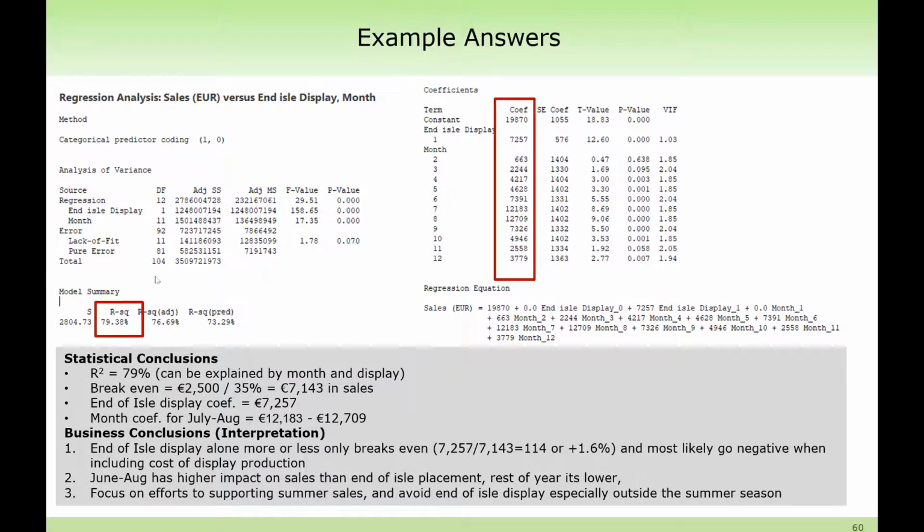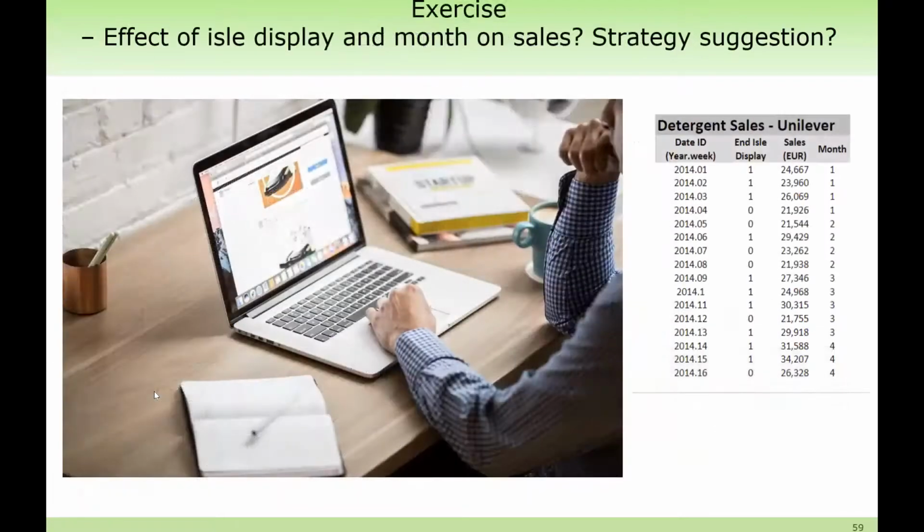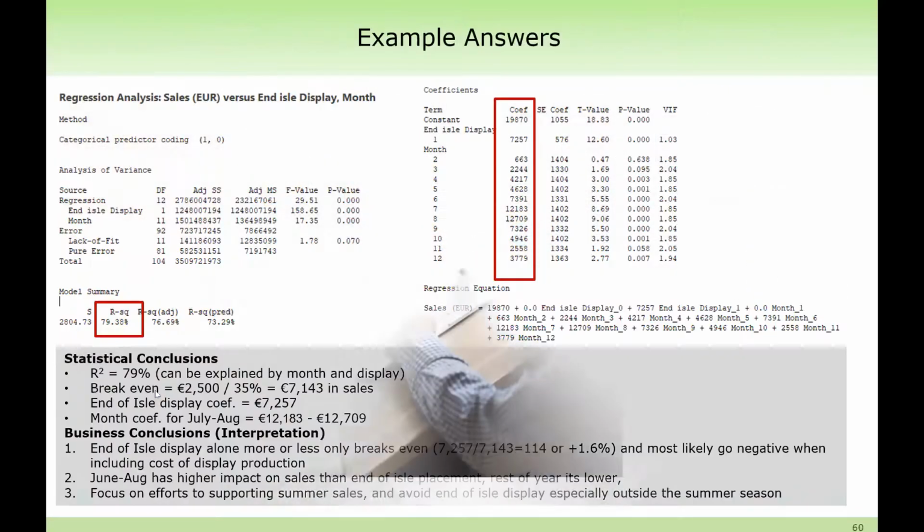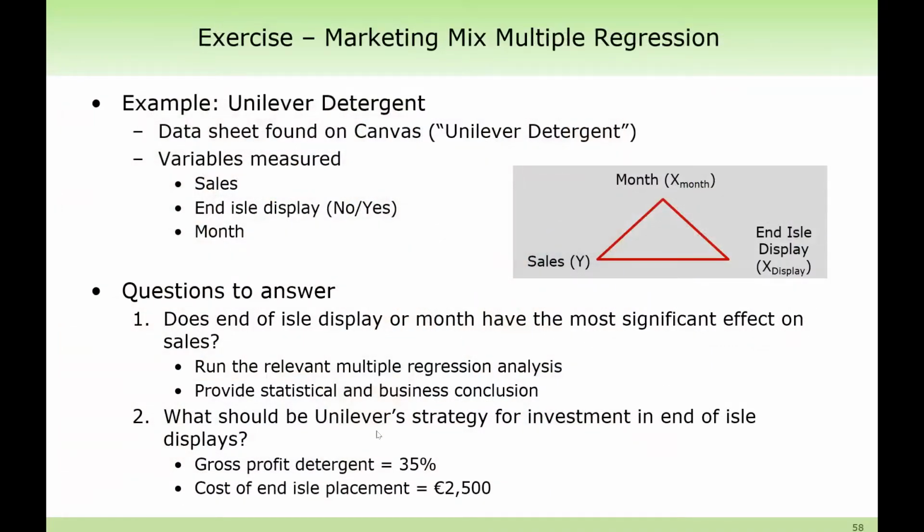So let's take a look again at the results we have for our run here. We can see in the summary that the R-squared value is 79%. So about 4/5 of the variation can be explained by the month and the display. Now, in order to discuss how good it is, let's go back to some of the data that we have about the situation. We know that the gross profit of detergent is 35%.